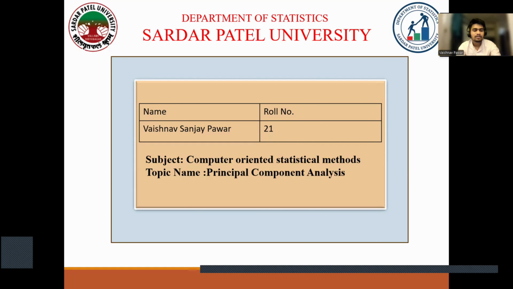Each principal component is a linear combination of the original variables. The first component captures maximum variation in the data. Subsequent components capture the remaining variation. This helps simplify data without losing much information. Principal component analysis is widely used in data science, machine learning, and statistics.